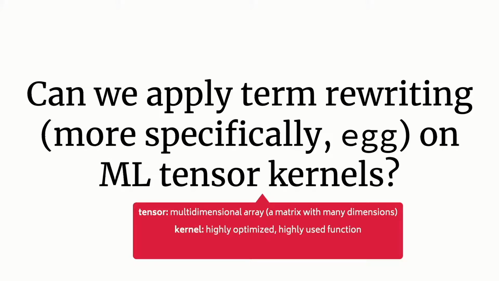A kernel is just a highly optimized, highly used function. And so a tensor kernel, when you put them together, that's something like matrix multiplication, which is used all of the time in machine learning. And so we've hyper-optimized it. So that's all I mean by tensor kernel.